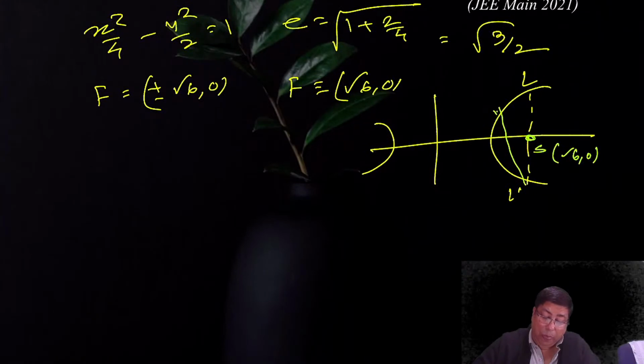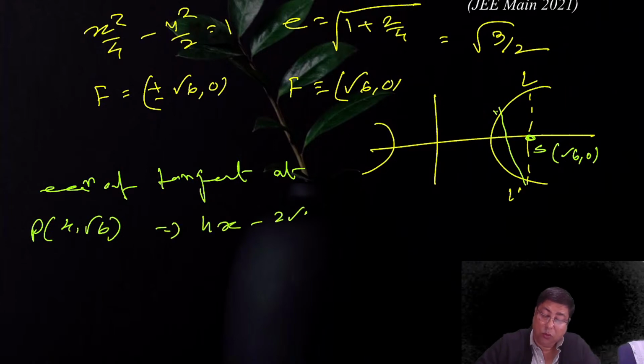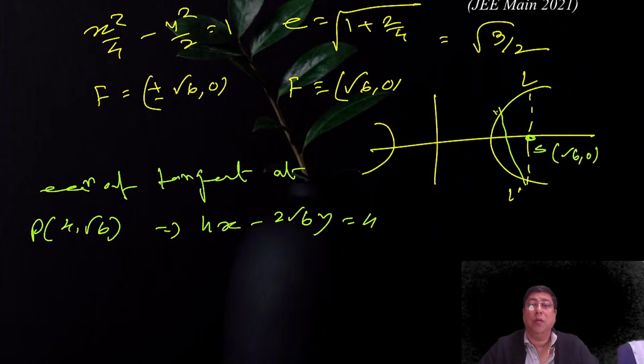Now we can say the equation of the tangent at P(4, root 6) is 4x minus 2 root 6 y equal to 4, which means it meets the x-axis at (1, 0). Therefore, and the latus rectum. So first of all, let us do one thing. For the latus rectum, the x coordinate is root 6. What is the y coordinate?